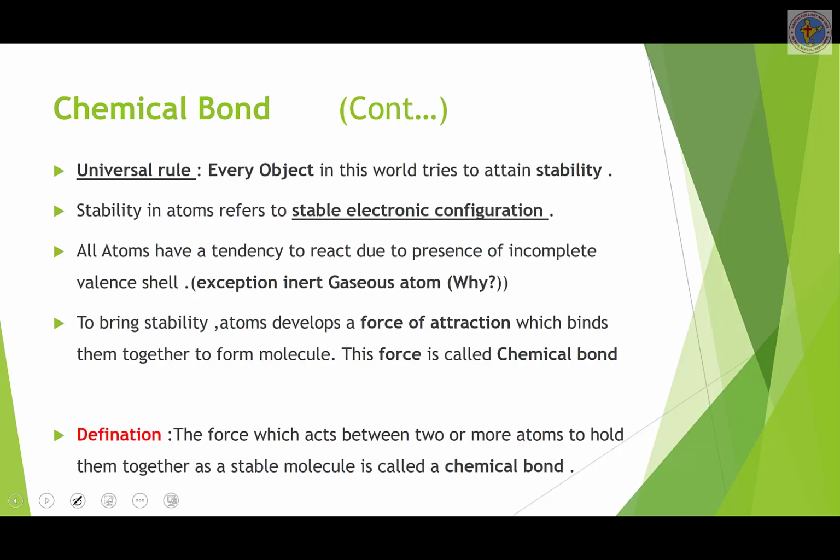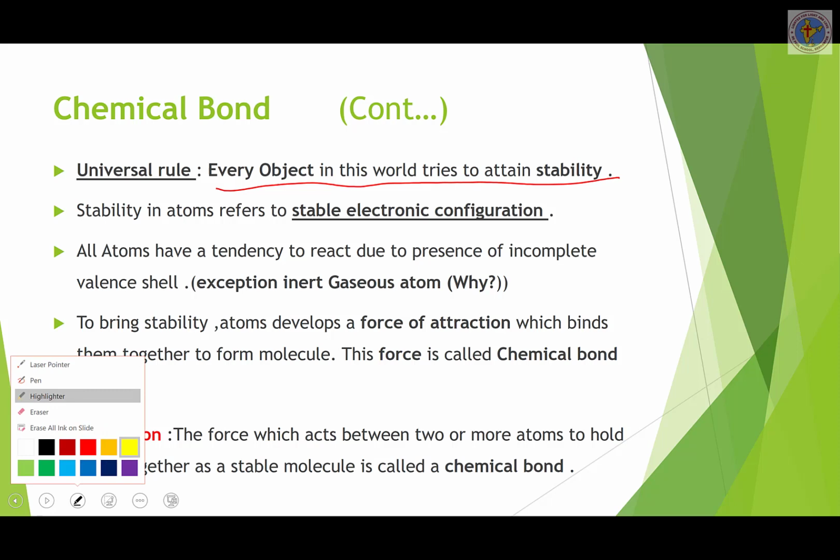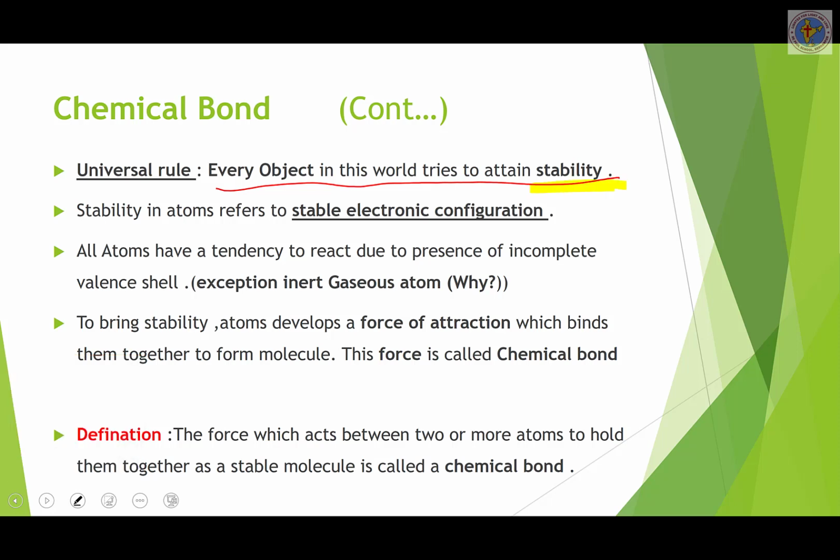Children, what is our universal rule? Every object in this world tries to attain stability. That means if you are unstable, then definitely you will feel uncomfortable and you will try to become stable. That is the universal rule. And what do you mean by stability? Stability in atoms refers to stable electronic configuration.